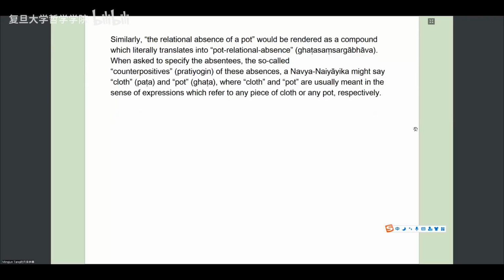Similarly, the relational absence of a pot would be rendered as a compound, which literally translates into pot relational absence, gata samsarga abhava. When asked to specify the absentees, the so-called counterpositives, of these absences, a Navyanayaka might say cloth, pata, and pot, gata, where cloth and pot are usually meant in the sense of expressions which refer to any piece of cloth or any pot respectively. So in the case of the difference from a cloth, cloth is the counterpositive of this difference. In the case of the absence of a pot, pot is the counterpositive of this absence. Counterpositive is pratiyogin in Sanskrit. Then we can take the next slide.